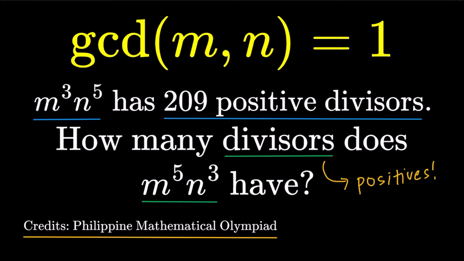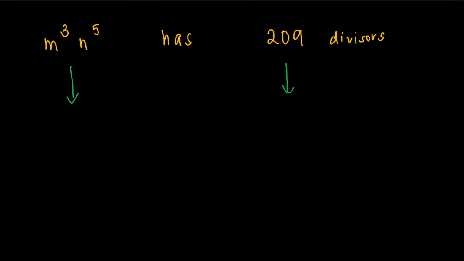Alright, so this question just asks us about counting the divisors. So let's just try to check. m cubed n to the fifth has 209 divisors. If you're not familiar with how to get the number of divisors as well as the sum of the divisors, you can click this video. It's going to redirect you to a video talking about the number of divisors and the sum of the divisors of any positive integer.